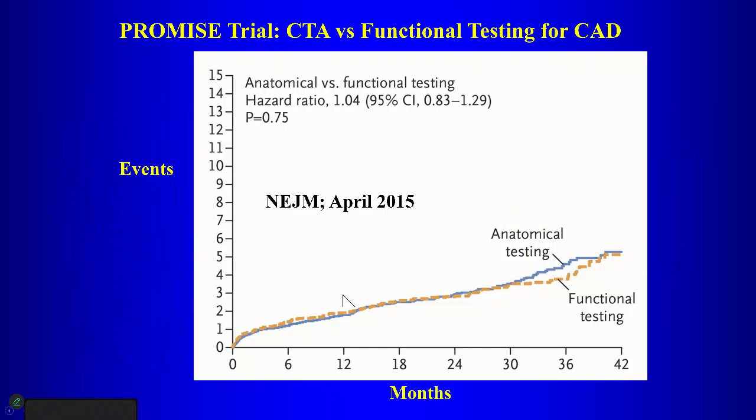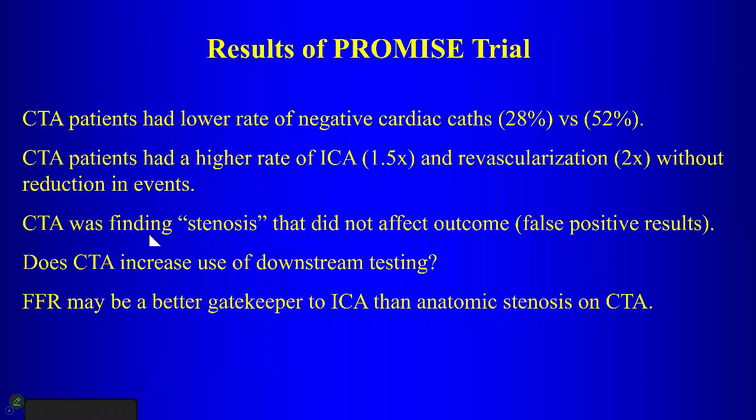It turns out that when you look at the event rate, as the graph is going up, here's time here on the horizontal axis. If you look at the cumulative events, there was no significant difference between anatomical testing, which is coronary CTA, versus functional evaluation. So in terms of the outcome of the patients, there really wasn't a significant difference.